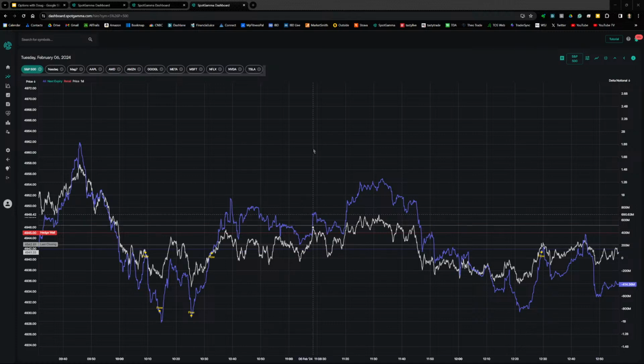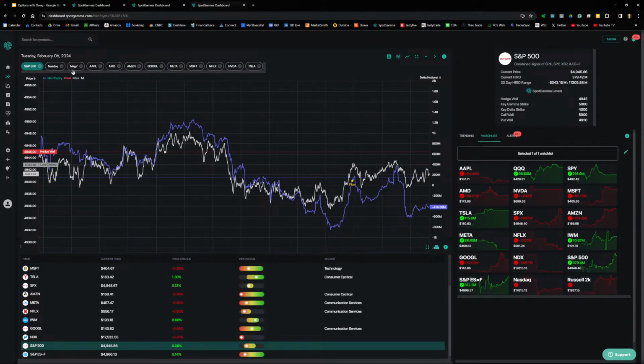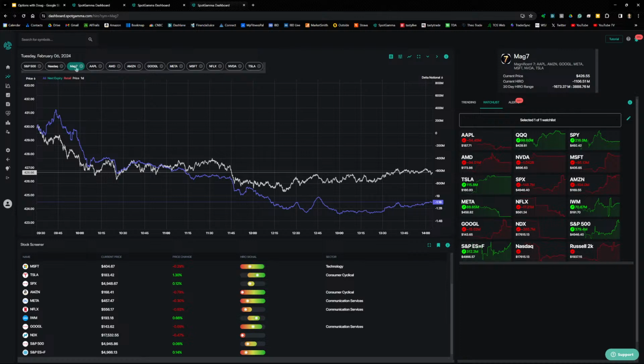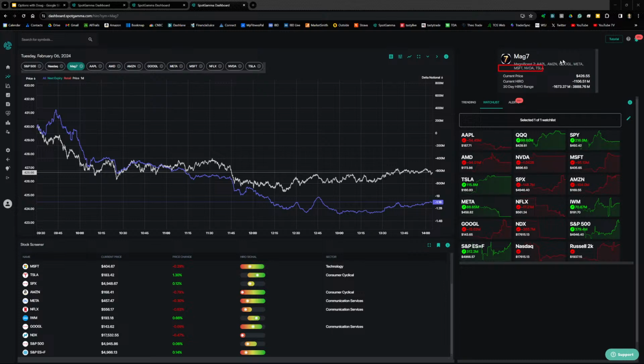Let's take a look at one other thing. So this is a combined signal, again, for the S&P 500. One thing that I look at every day is this Mag 7 signal, and this is the combined signal for the stocks known as the Magnificent Seven: Apple, Amazon, Google, Meta, Microsoft, Nvidia, Tesla. These stocks make up a large component of both the NASDAQ and the S&P 500. It always helps to pay attention to this.